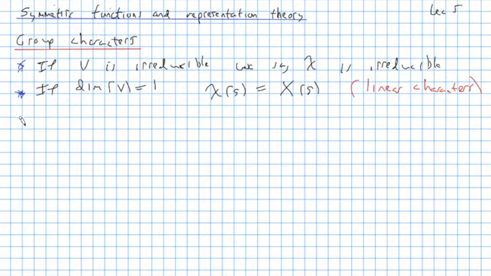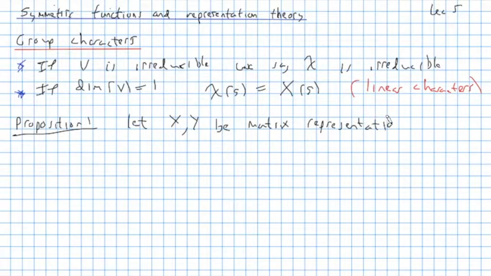As I mentioned, we've seen examples of dimension one representations, like the trivial one, so the character in that case would just be always one. So now let's look at some properties of characters. Let X and Y be matrix representations of G with characters chi and psi.